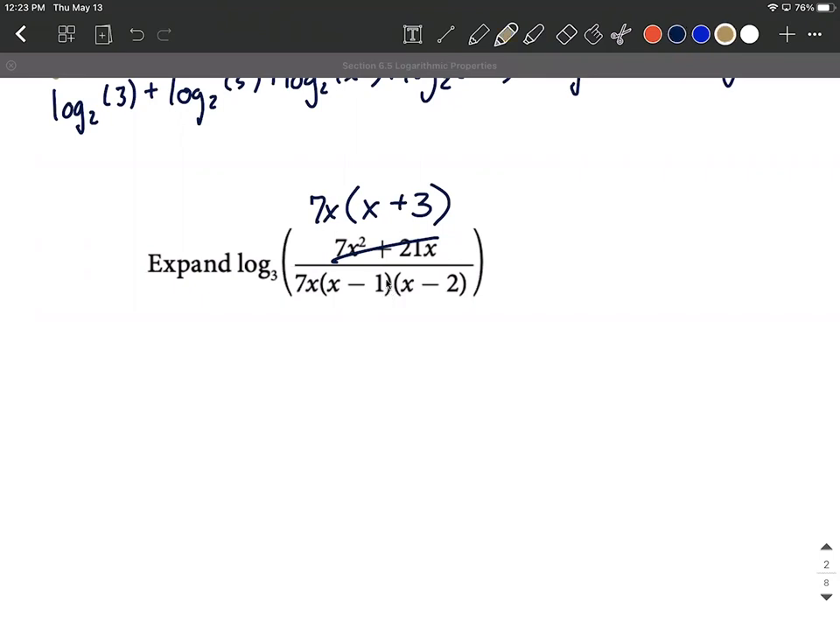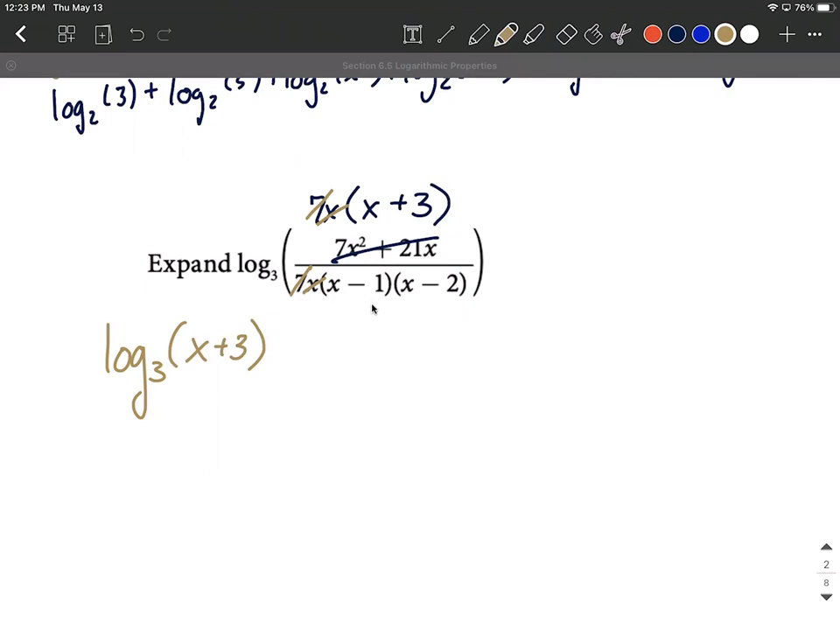Or on this one, we could actually simplify down. We could say there's a 7, there's a 7, there's an x, there's an x. Let's go ahead and simplify that first and cancel out between numerator and denominator. 7x over 7x makes a 1. So basically we can get rid of those. So we are left with a log base 3 of x plus 3. That's a remaining factor that we didn't get rid of. This came from the numerator, so it's going to be positive out in front.